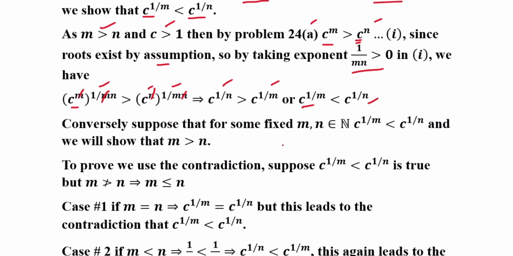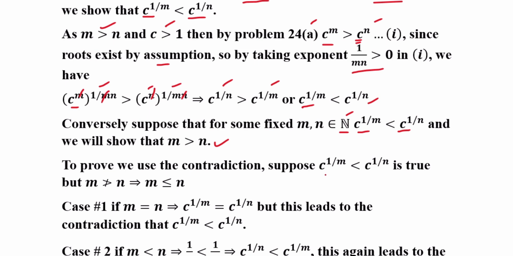Conversely, suppose that for some fixed m, n belonging to N, the set of positive integers, c raised to power 1 over m is less than c raised to power 1 over n, and we show that m is greater than n. We will use the same strategy that we have discussed in the above questions. We prove it by contradiction.